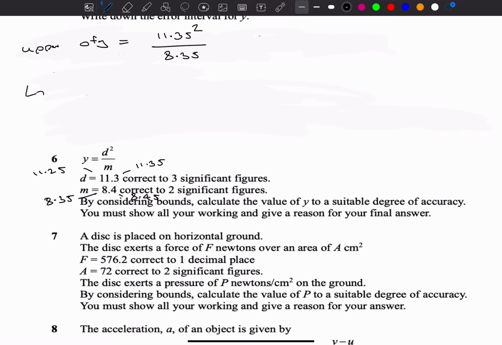8.35 and lower. I'm just going to write the whole thing and then I'll type. Lower of y is the opposite, which is lower bound, which is 11.25 squared, because there's a d squared here. Just make sure. Upper bound is 8.45. Let's see how much these are. $15.42784431. Let's check the other one.